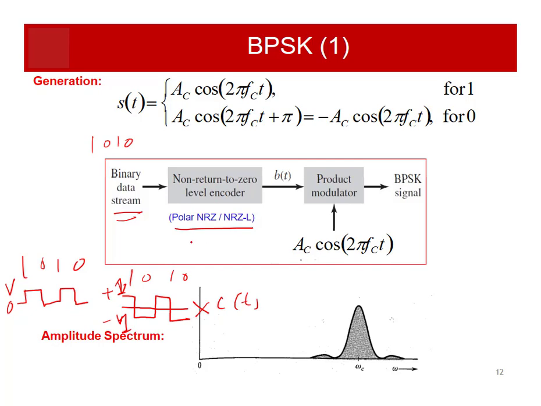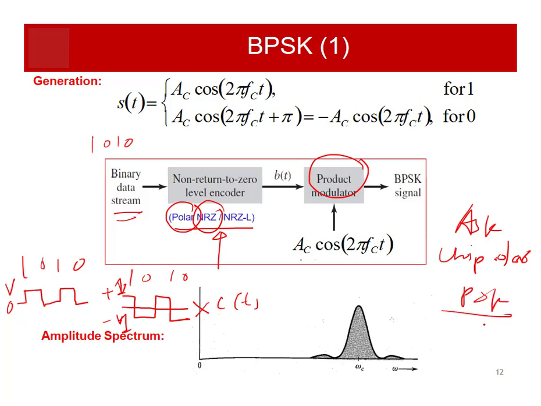So the modulating circuit is exactly like the ASK modulating circuit, that is, we have a product modulator and we are passing the carrier into it. The difference is the encoder. In this case, the encoder is polar NRZ. For ASK, it was unipolar, but for PSK, the only difference is it is polar. For 1 bit, it is plus 1 volt, for 0 bit, it is minus 1 volt. That's the only difference. The rest is the same.